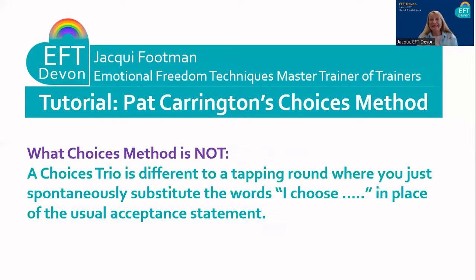So clearly, if the setup statement needs to be discussed and negotiated, it's not those tapping rounds where you just spontaneously choose to say something like, "I choose," instead of the usual, "I deeply and completely accept myself." Some practitioners do that, and it's a really good way to flex the setup statement, but it's not what this tutorial is about. This is about using the Choices Method or the Choices Trio.